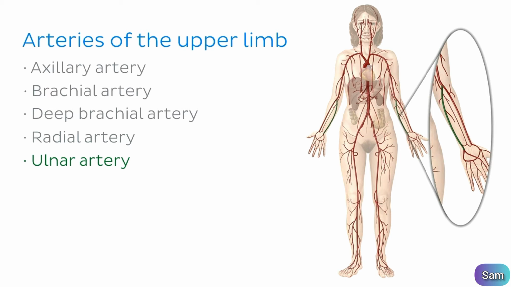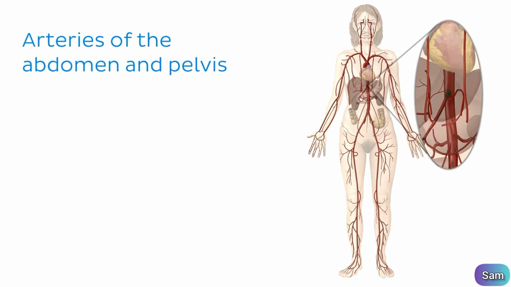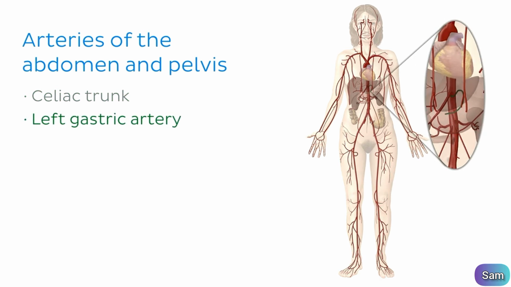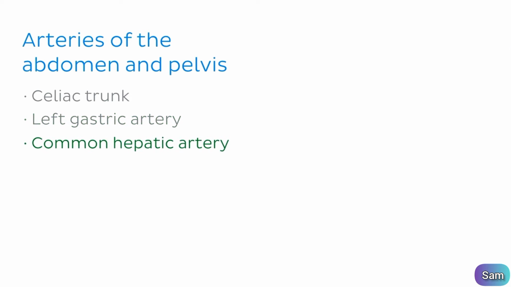And once we were finished with those, we went on to talk about the arteries of the abdomen and the pelvis, which included the celiac trunk, which is the first of 3 unpaired branches of the abdomen and the pelvis. We then looked at the left gastric artery, which is the first branch coming off the celiac trunk. Then we looked at the common hepatic artery, which does not directly supply the liver.